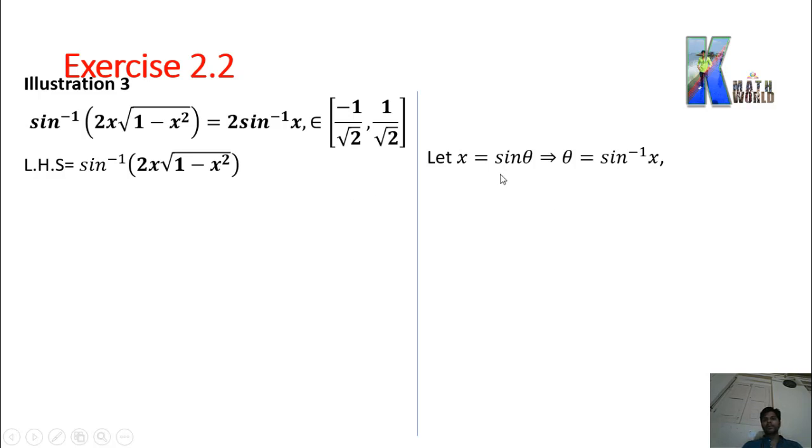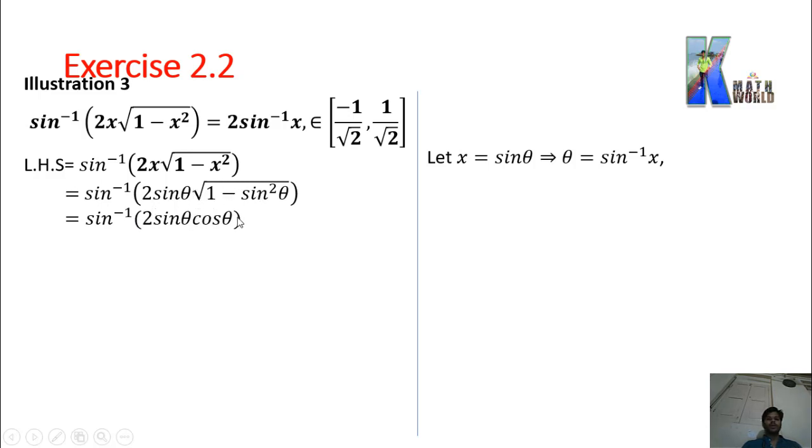Okay, so if we assume x equals sine theta, then theta equals sine inverse x. So replace this value here, you get sine inverse of 2 sine theta square root of 1 minus sine square. Now 1 minus sine square is cos square, and root of cos square will be cos. You have to consider the positive root only. This is nothing but sine 2 theta, so sine inverse of sine 2 theta. So you get f inverse of f(x), which is nothing but x, so you get 2 theta.